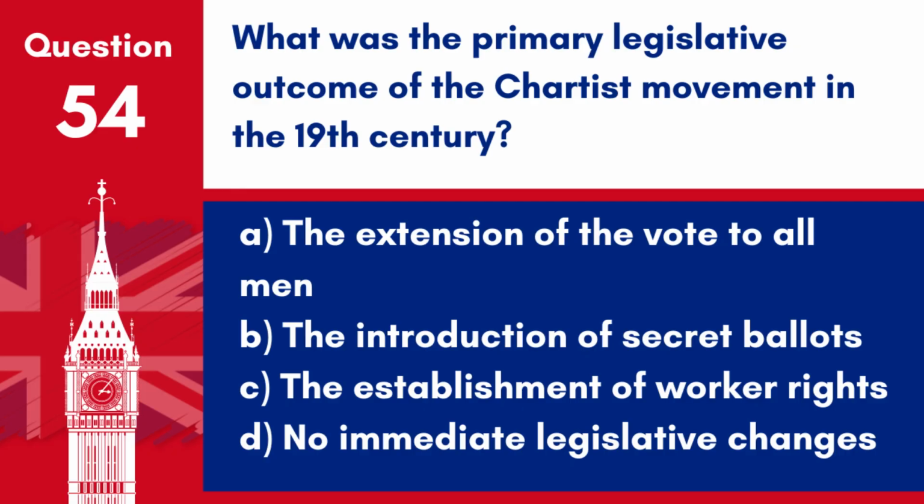Question 54. What was the primary legislative outcome of the Chartist movement in the 19th century? A. The extension of the vote to all men. B. The introduction of secret ballots. C. The establishment of worker rights. D. No immediate legislative changes.